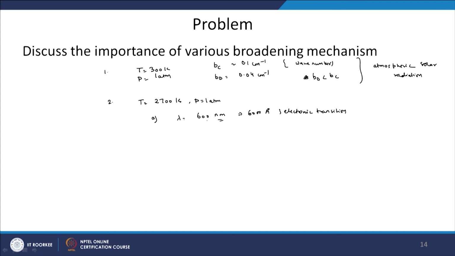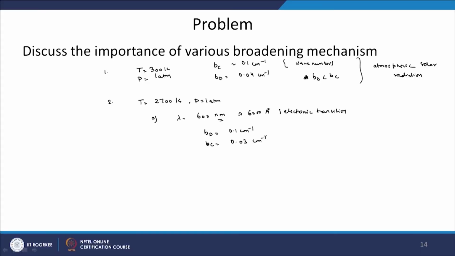Now, for this particular case, the Doppler broadening BD comes out to be roughly 0.1 centimeter inverse and the collision broadening comes out to be 0.03 centimeter inverse. So, what we see here is that for this type of application, when we are talking about electronic transitions and the wavelength range is in visible or vacuum ultraviolet, the temperature is high, both Doppler and collision broadening are important, but the Doppler broadening is more important than collision broadening.